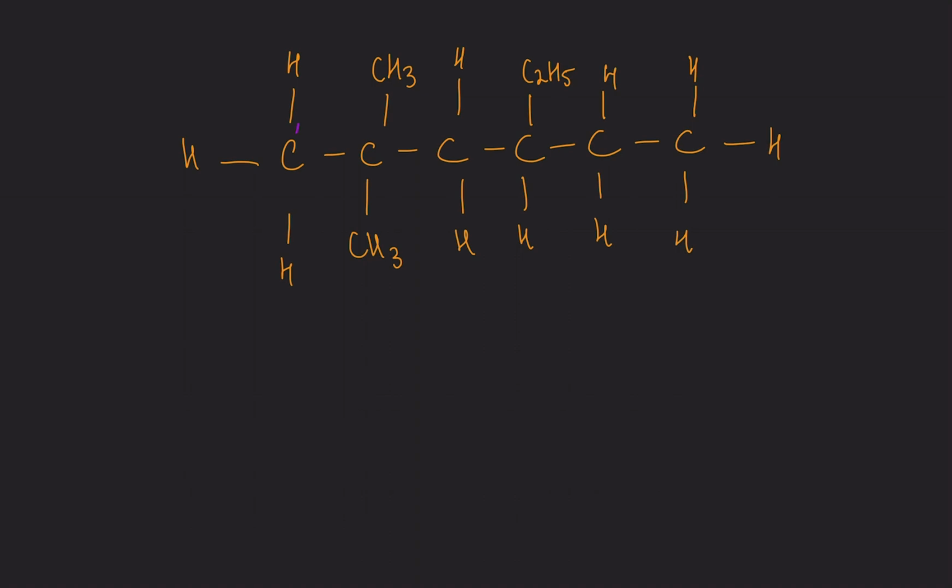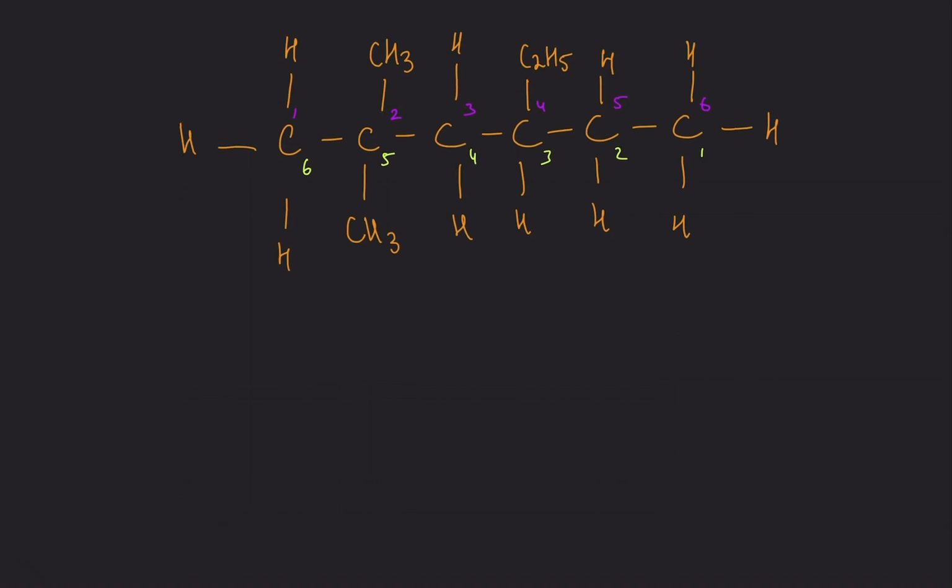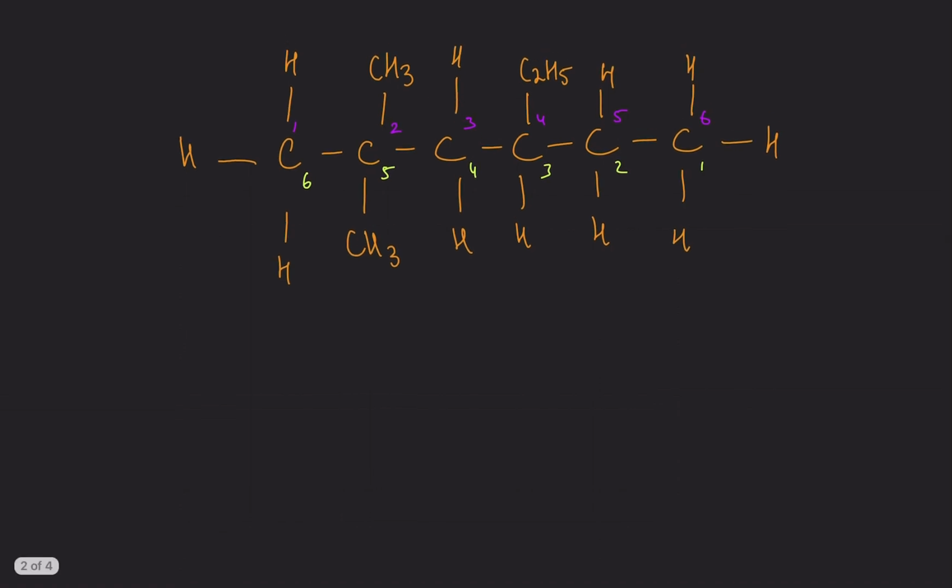Okay, numbering first. 1, 2, 3, 4, 5, 6. Or I could go this way. So now let's see which one we're going to go for, the purple or the green. In the purple, the first side group gets 2. And in the green, the first side group gets 3. So we're going to go for the purple numbering. Now I can move on.